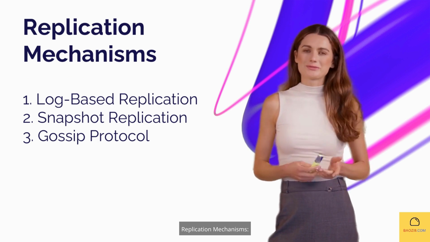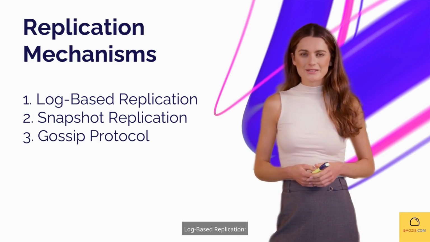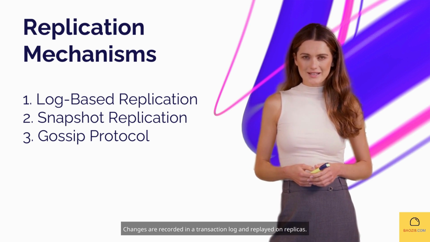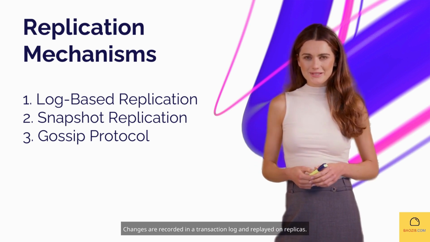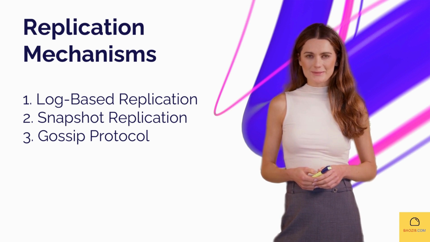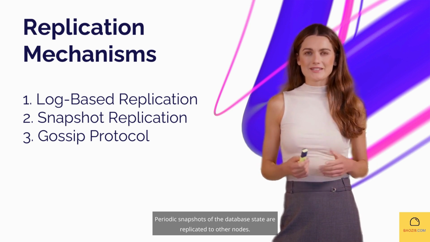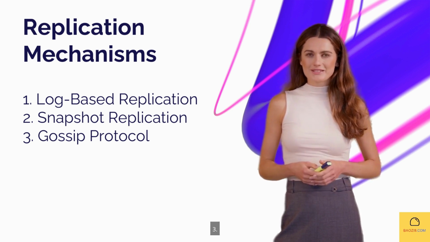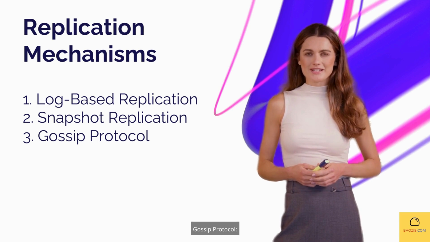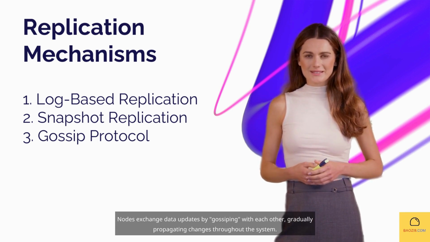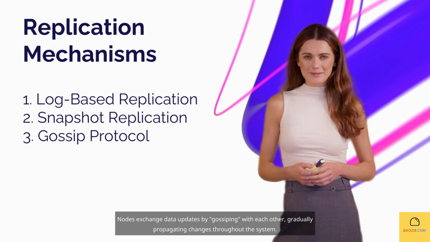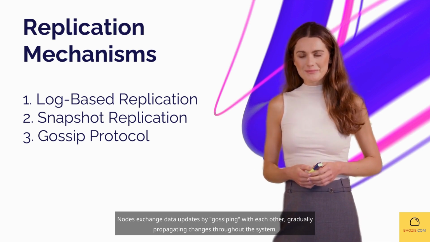Replication mechanisms. 1. Log-based replication. Changes are recorded in a transaction log and replayed on replicas. 2. Snapshot replication. Periodic snapshots of the database state are replicated to other nodes. 3. Gossip protocol. Nodes exchange data updates by gossiping with each other, gradually propagating changes throughout the system.